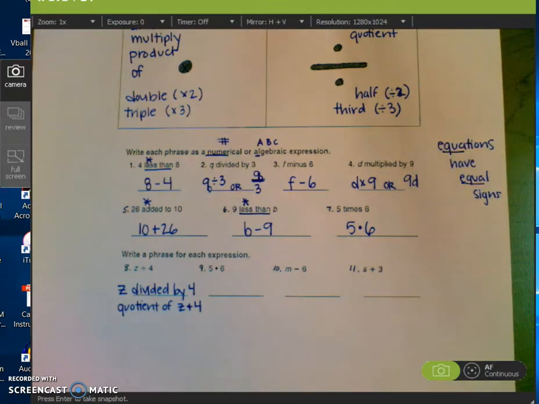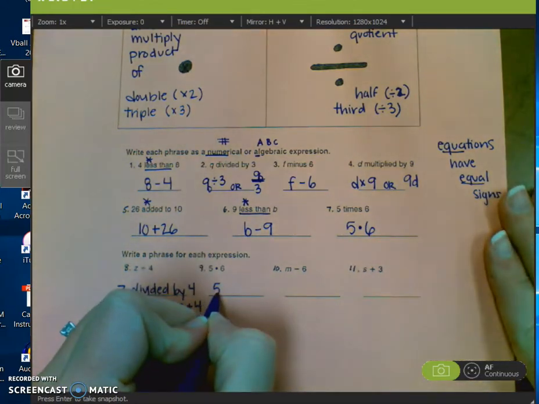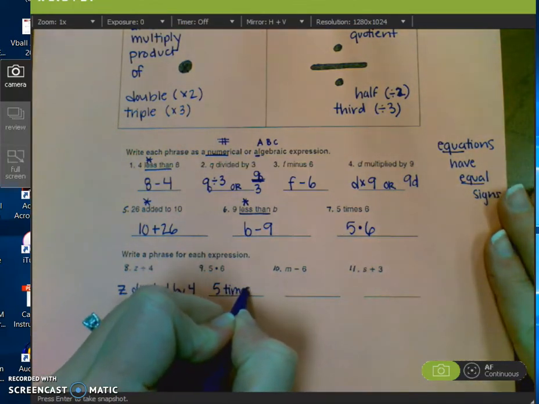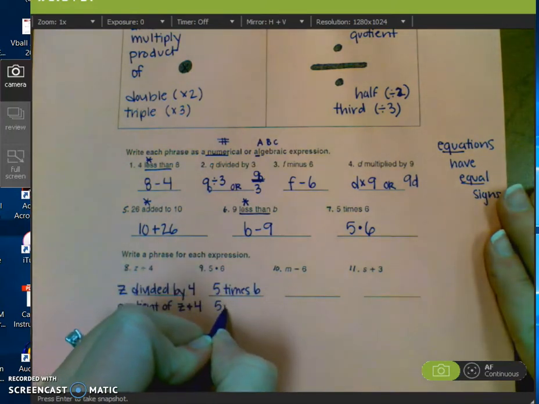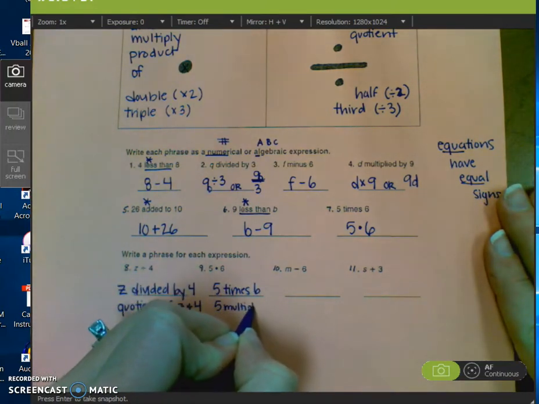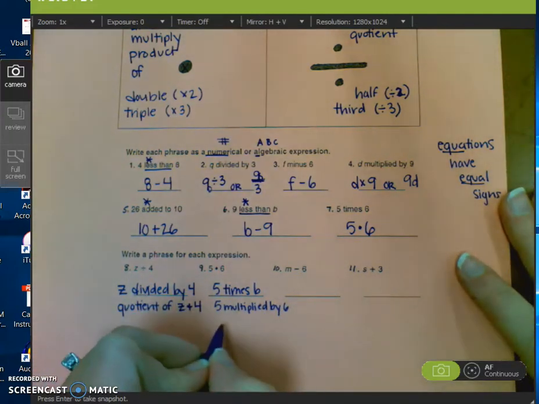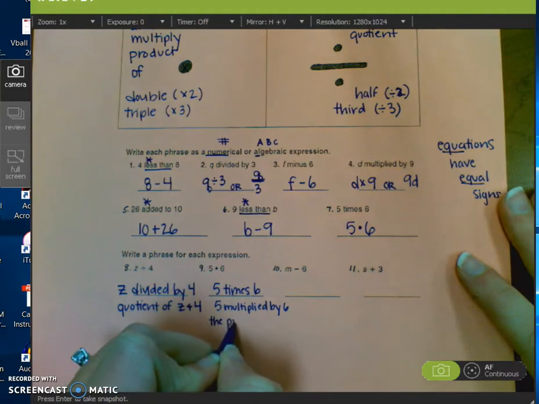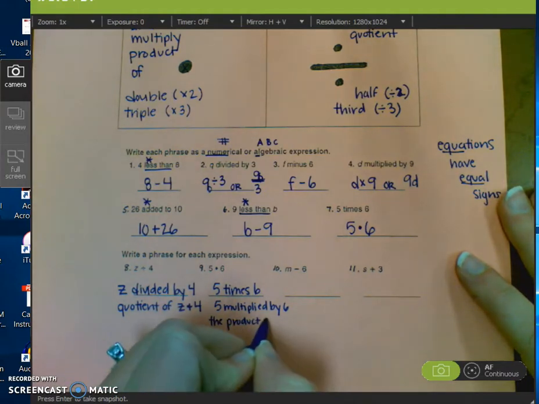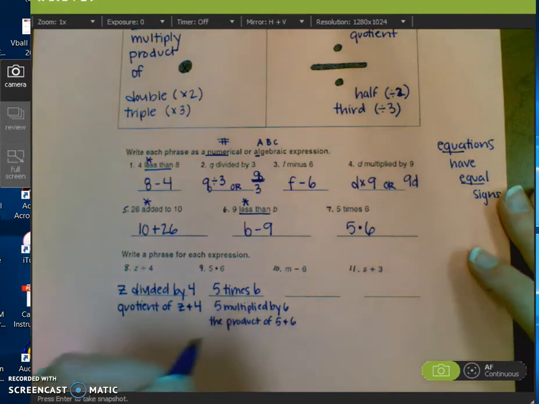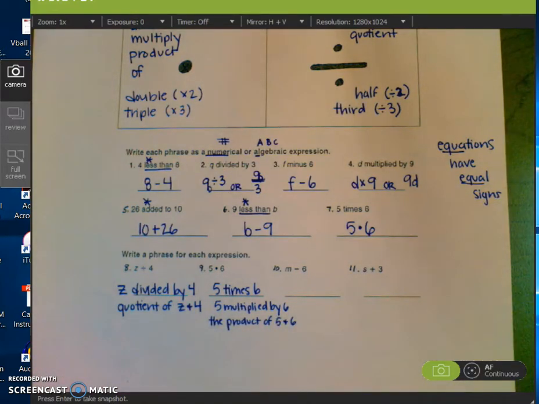Same thing goes for number 9. We've got a couple different options. We could say 5 times 6. We could say 5 multiplied by 6. We could say the product of 5 and 6. All three of those phrases are good phrases. Of in this case doesn't necessarily work. It might work in other situations, but not necessarily in this one. Of is more of a word problem word that we should notice in word problems.